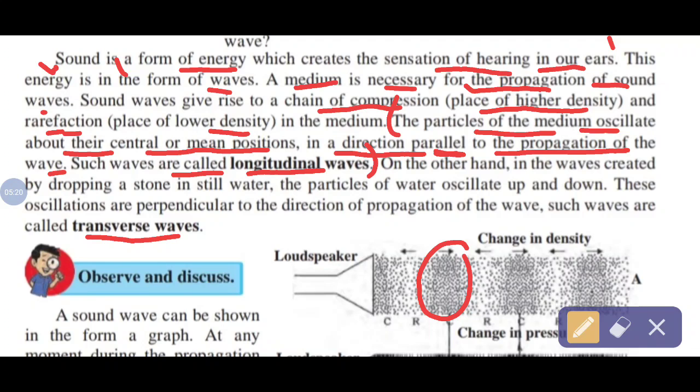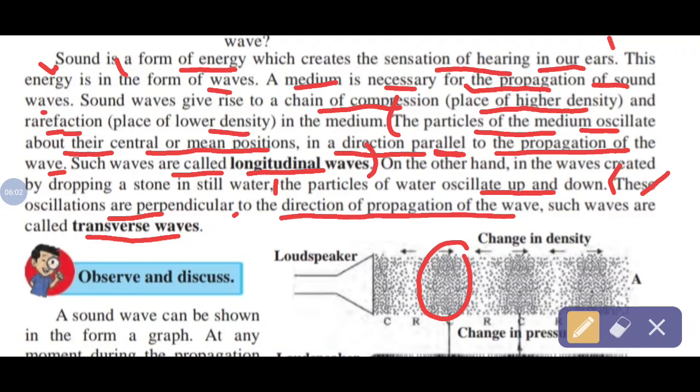Second, on the other hand, in the wave created by dropping a stone in still water, what do we observe? We observe concentric circles formed in that still water. All students, I think, are familiar with this simple concept. So mark the definition from here. The particles of water oscillate up and down. Instead of the word these, what do you write here? The. Clear? So the oscillations are perpendicular to the direction of propagation of the wave.